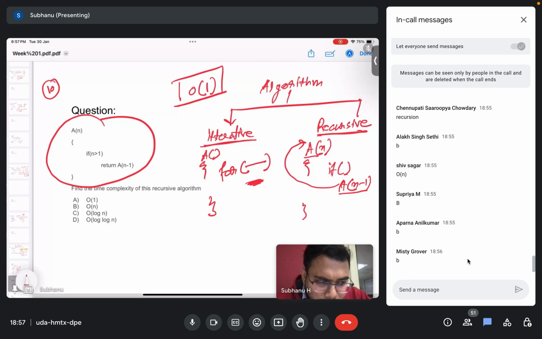Sir, please. Actually, in this type of question, sir, for example, the value of n is given in the question and the value is some negative number. For example, -5. Then, sir, the loop is going to run an infinite number of times. Then, sir, in that case, what will be the time complexity, sir?